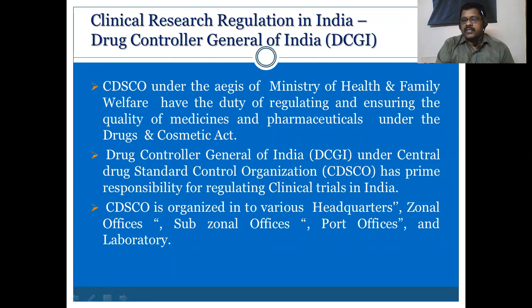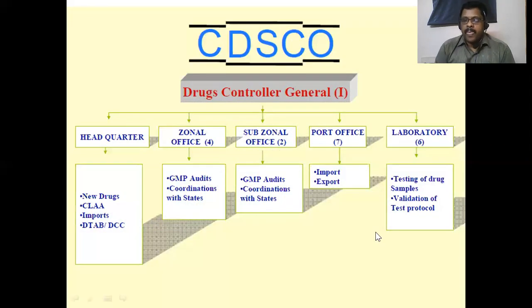So the primary regulatory agency is CDSCO. The direct regulatory agency under CDSCO for clinical trials is DCGI. CDSCO is organized into various headquarters, zonal offices, subzonal offices, port offices, and laboratories. Like that, we have many branches throughout India. You see about CDSCO. Under CDSCO is DCGI, and under DCGI we have headquarters in New Delhi, zonal offices in 4 places, subzonal offices in 2, and port offices 7, because import and export take place there.